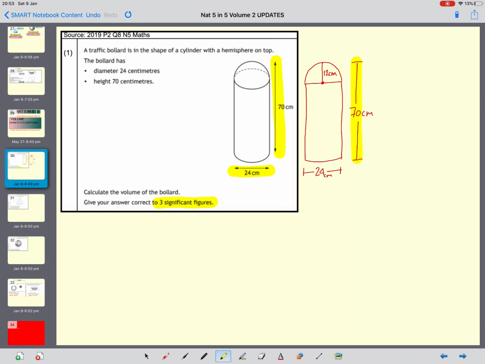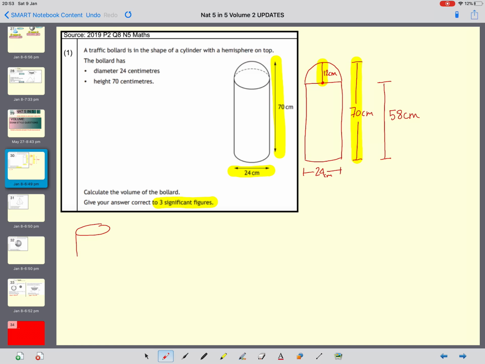So if you know this height to be 70 and this height to be 12, how do you work out just the height of the cylinder? You're going to do 70 take away 12, which is 58. For this question, that is where most people went wrong. They used 70 for the height of the cylinder, where the height of the cylinder is actually 58.